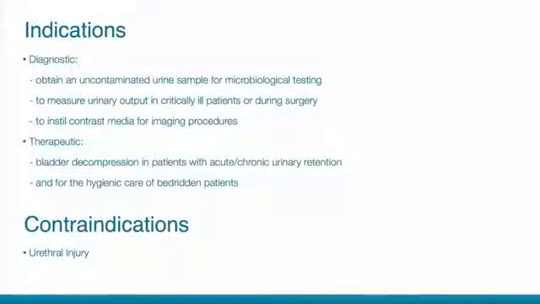Indications for urinary catheterisation include diagnostic indications such as obtaining an uncontaminated urine sample for microbiological testing, to measure urinary output in critically ill patients or during surgery, and to instill contrast media for imaging procedures. Therapeutic indications include bladder decompression in patients with acute or chronic urinary retention, and the hygienic care of bedridden patients. The principal contraindication for urinary catheterisation is urethral injury as a result of trauma or disease.